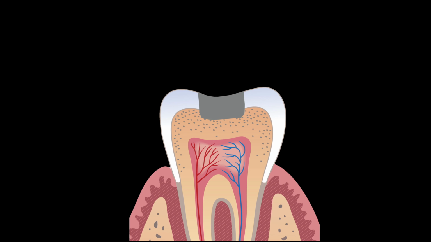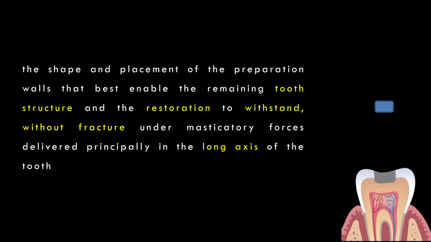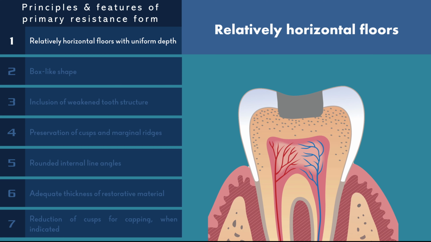So the primary resistance form states that the shape and placement of the preparation walls that best enable the remaining tooth structure and the restoration to withstand fracture under masticatory forces delivered principally in the long axis of the tooth. Like the outline form and initial depth, there are certain principles and features which have to be taken into consideration while providing the primary resistance form.